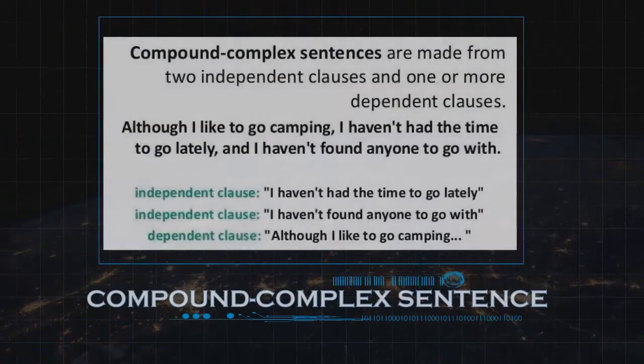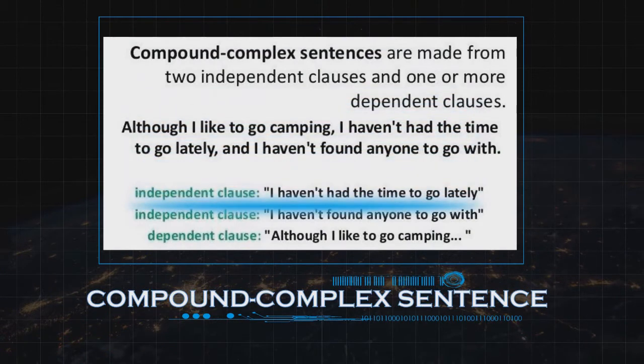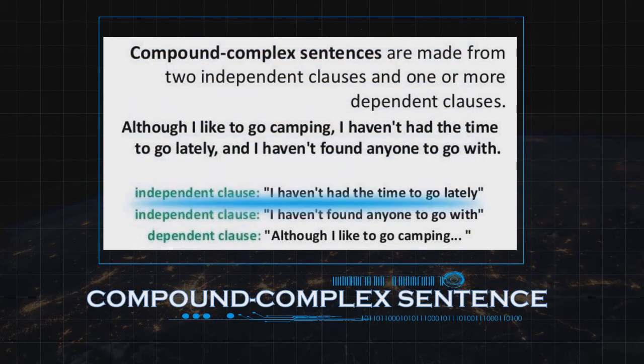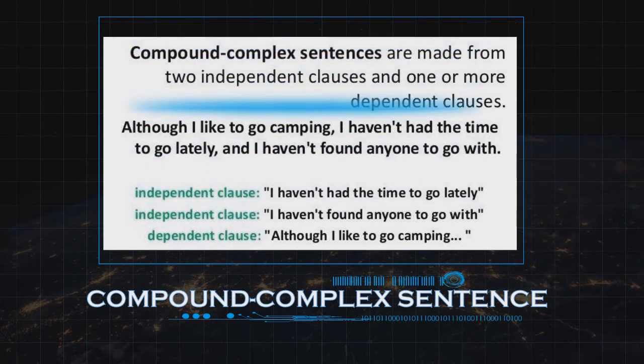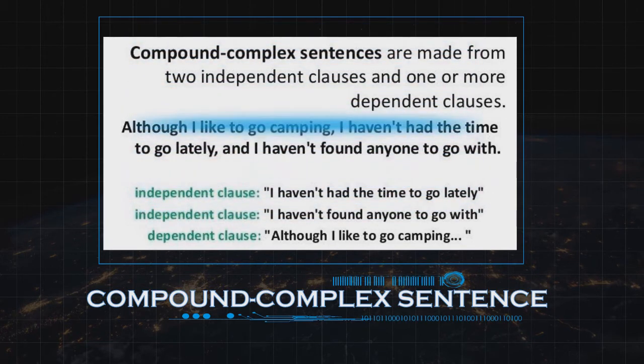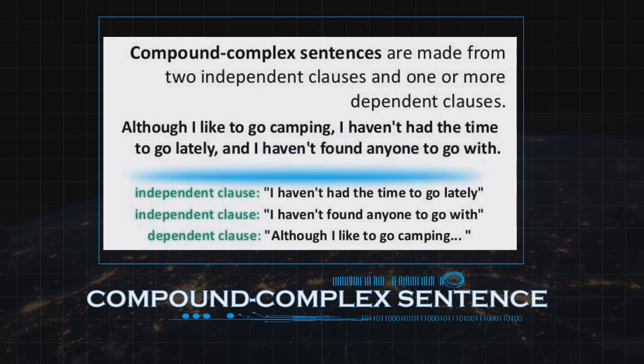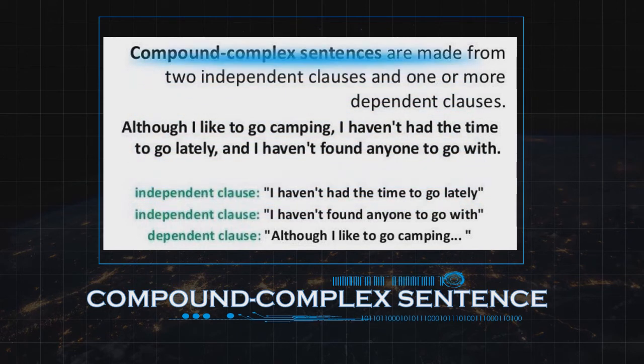A compound-complex sentence is a combination of a compound sentence and a complex sentence, meaning there has to be at least two independent clauses like in a compound sentence, and at least one dependent clause like in a complex sentence. Independent clauses are those that could stand alone, and dependent clauses are clauses that could not stand on their own or have an incomplete thought. Now that we know this, let us look at examples.